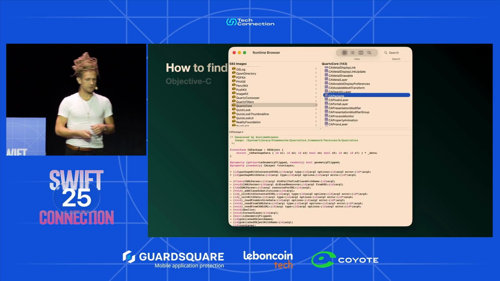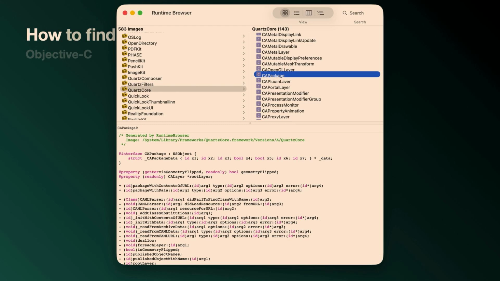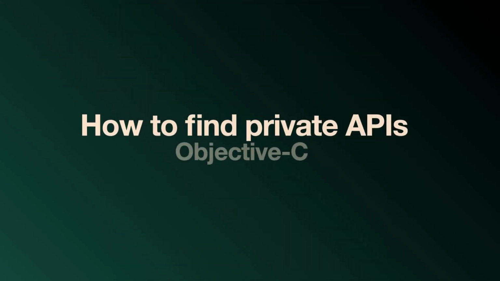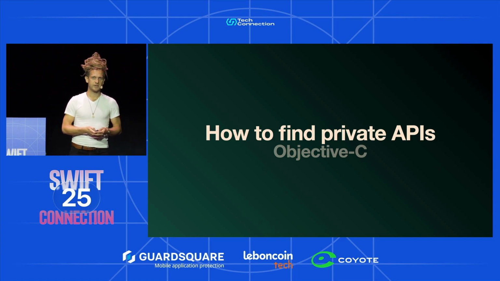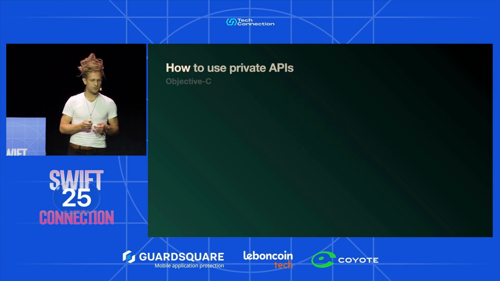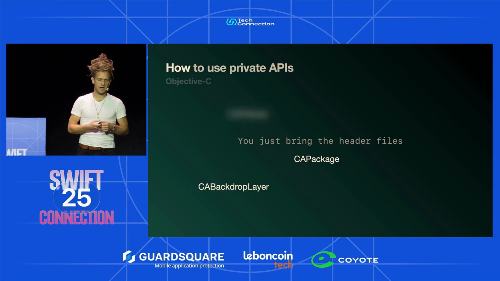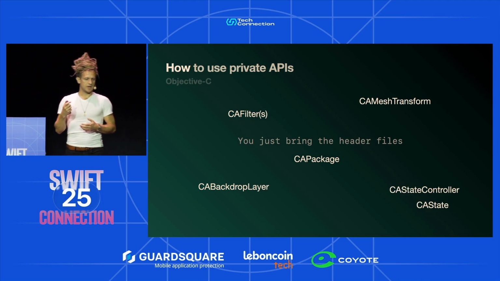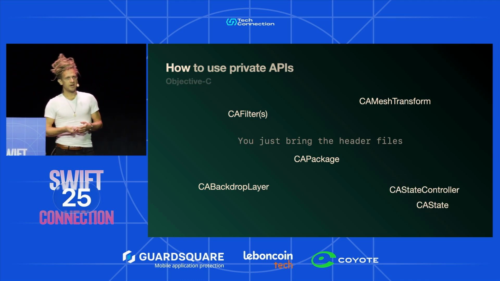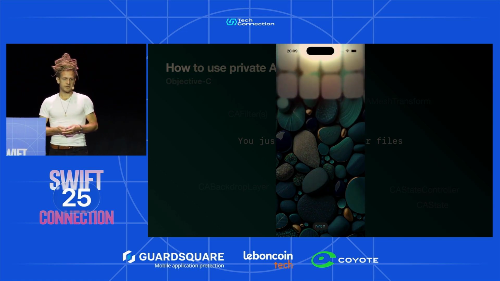And back in 2002, some developers started to create something called a runtime browser, which allows you to generate all the header files at runtime for any framework. And that's pretty much how, or at least one way, that you can find private APIs in Objective-C. Now, how do you use those? Well, it's pretty easy. You just bring in the header file. In doing so, I discovered some of the APIs that Rambo talked about yesterday, like CAPackage, CABackdropLayer, and such. And I was able to access something I wanted for a long time, to play with this animation, also known as the AirDrop effect.